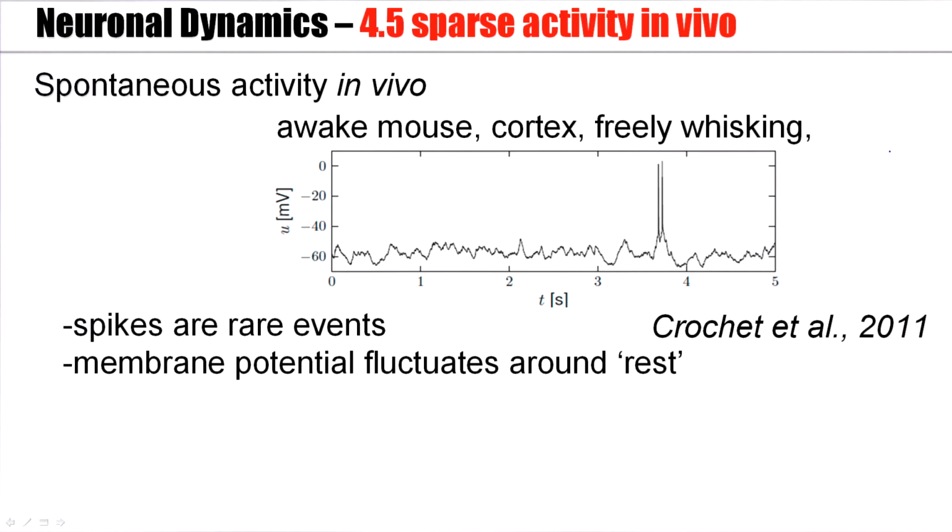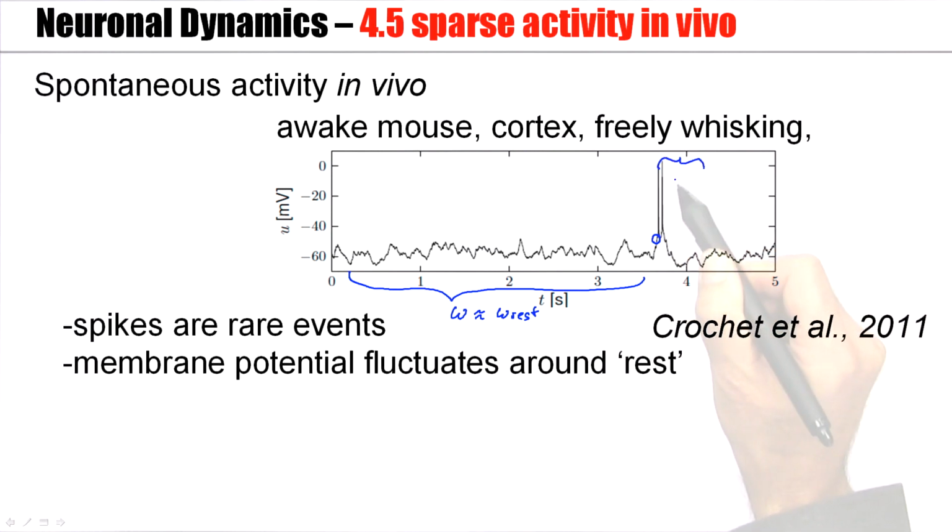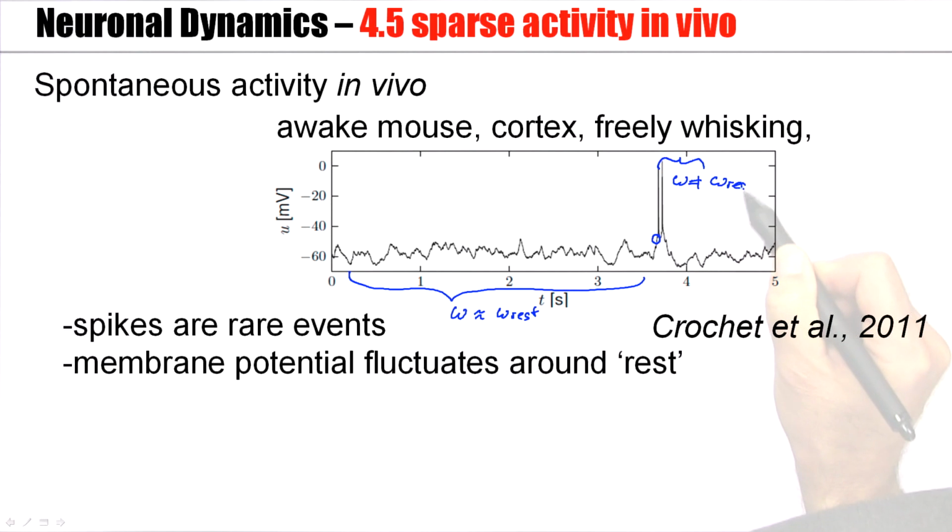Now let's come back to our spontaneous activity picture of the awake mouse in vivo. The aim is to predict the spike initiation points. Now the spike initiation points are well predicted by this model. That's what I would expect, because during all this time here, in this subthreshold regime, W stays very close to the resting value, and it's only during the downswing of the spike and during the phase afterwards, after a spike, that W is not equal to W rest.